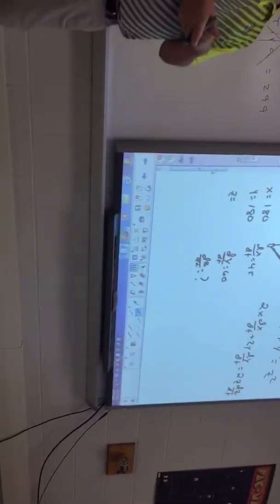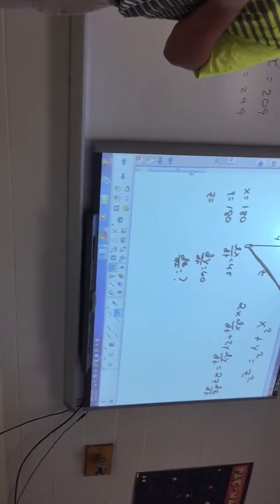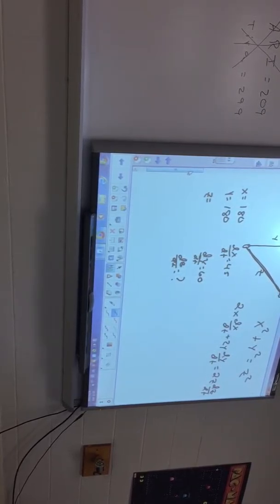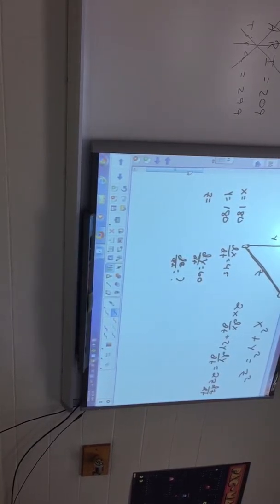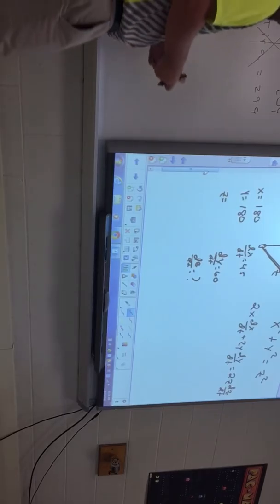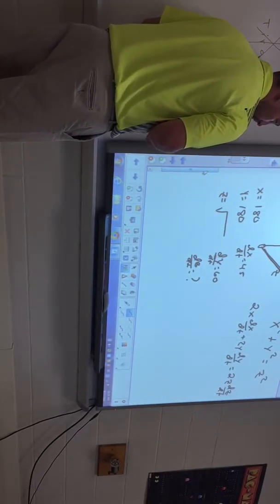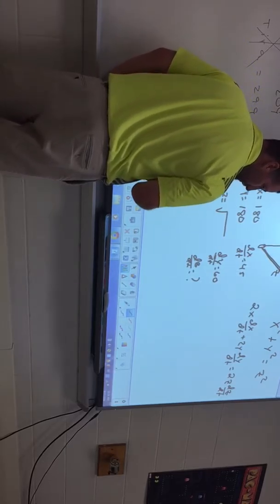When you're doing these, use exact numbers. Don't plug in some decimal yet. We want to be as exact as we can be. So z is the square root of 180 squared times 2. So whatever that is.